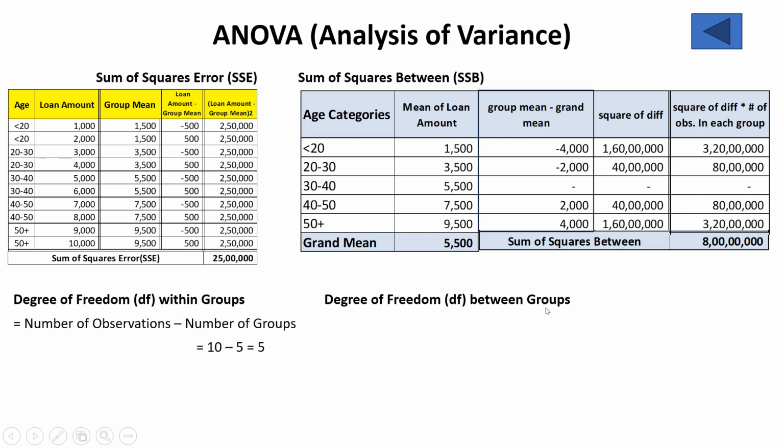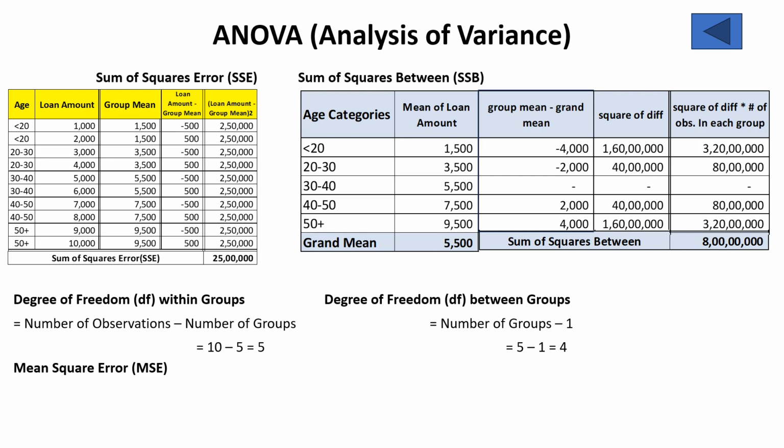Now degree of freedom between groups. For that, the formula is the number of groups, which is 5 here as we just found, minus 1. That's it, right? And we get 4. We are done with finding the degree of freedom as well. Hope you are good with this.